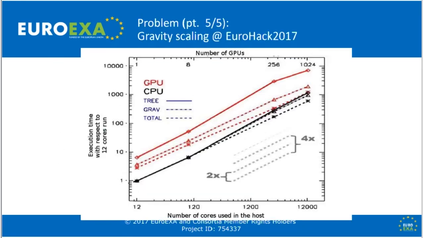The speed ups that I showed you were done later than this slide. In the EuroHack of 2017, we also had a glance at how the code will scale over a very large number of GPUs. With only a time step and only the gravitational module, we scaled the number of GPUs up to 1,000, and we found that the speed up was always close to 2. So very happy also with the scaling of the speed up.